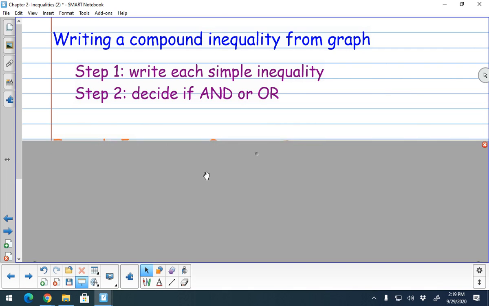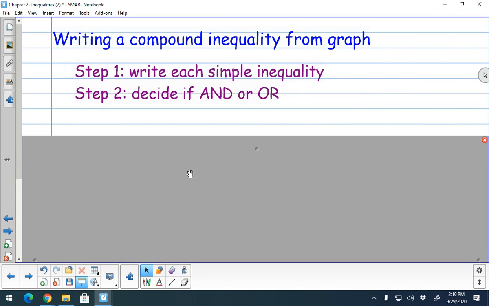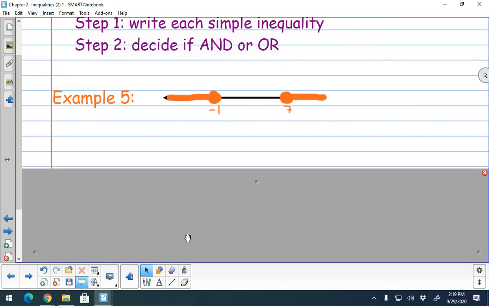You do not need to write these 2 steps. However, this is what we are going to be doing. If you want to write them down to remind yourself, feel free. We're going to write each of the simple inequalities, and then we're going to decide if it's "and" or "or." I'm really not going to do it in that order, but we're just going to practice these real quick.